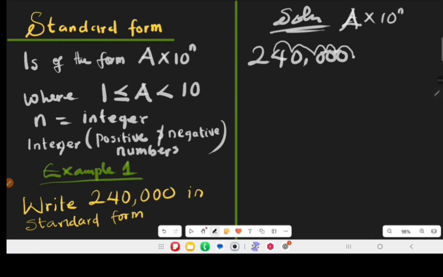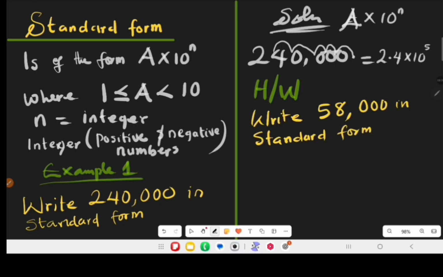Therefore, this will be equal to 2.4 times 10 raised to the power of 5. Now, 2.4 is less than 10 and greater than or equal to 1. This is your homework. Write 58,000 in standard form and leave your answer in the comment section.